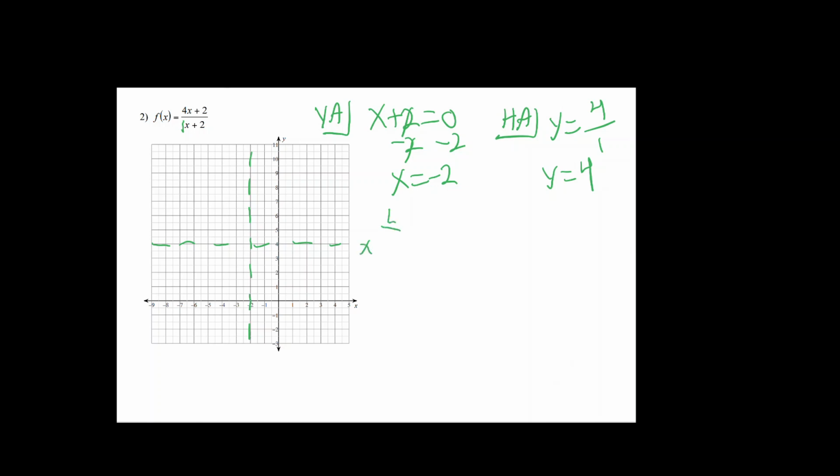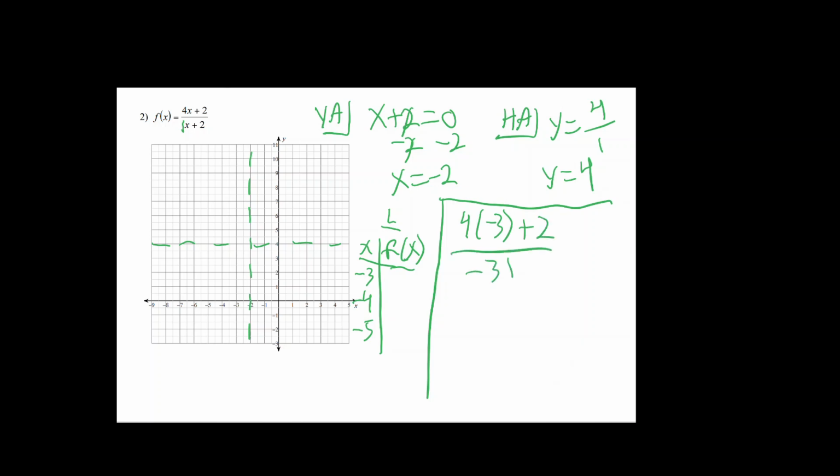Now, set up our chart. To the left, we're going to have x and f of x. So x is -3, -4, -5. Same values as last time. I'm going to take -3 and plug it in here. So I have 4 times -3 plus 2, all divided by -3 plus 2. This becomes -12 plus 2 all over -1. -10 over -1 equals +10. So when x equals -3, f of x is 10.